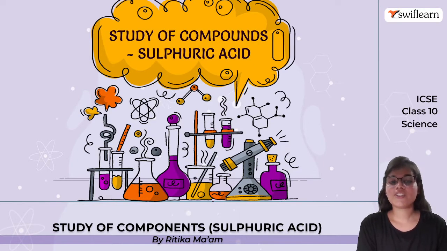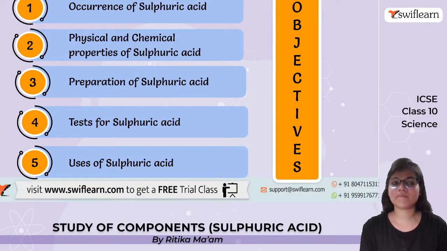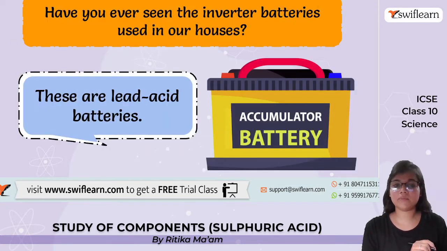So today in the study of compounds, we are going to learn about sulfuric acid, in which we are going to see the occurrence, the properties including physical and chemical, how to prepare it, what are some of the tests, and the uses of sulfuric acid.